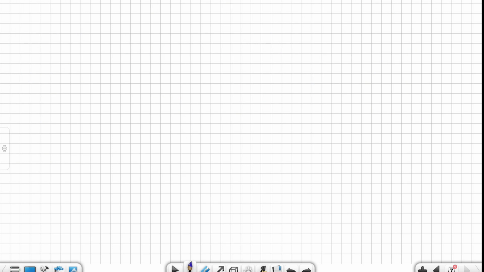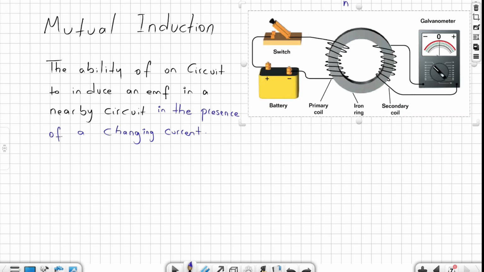The last topic in section 2 is mutual induction. Mutual induction is the ability of a circuit to induce an EMF in a nearby circuit, but how? In the presence of a changing current. Let's have the picture.